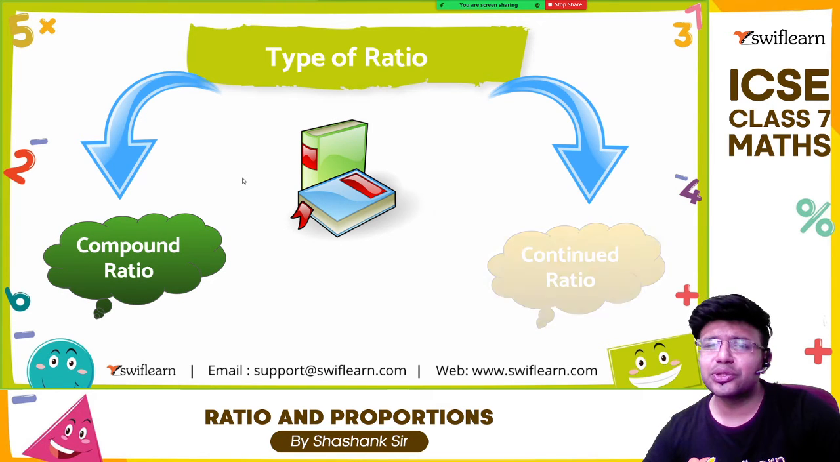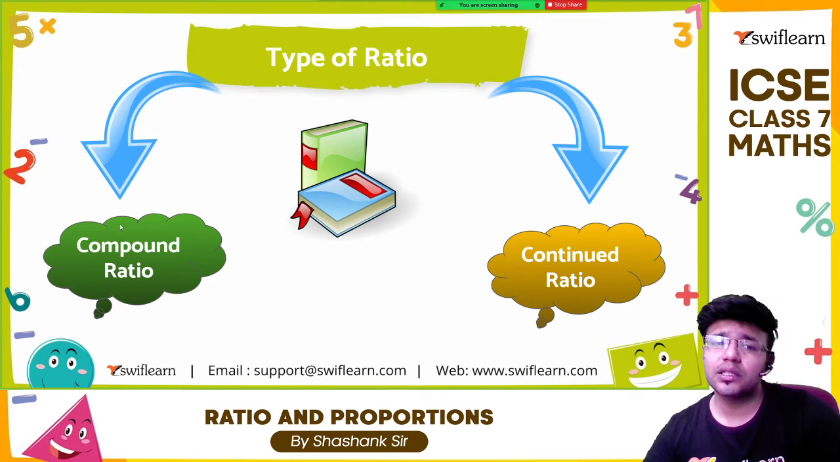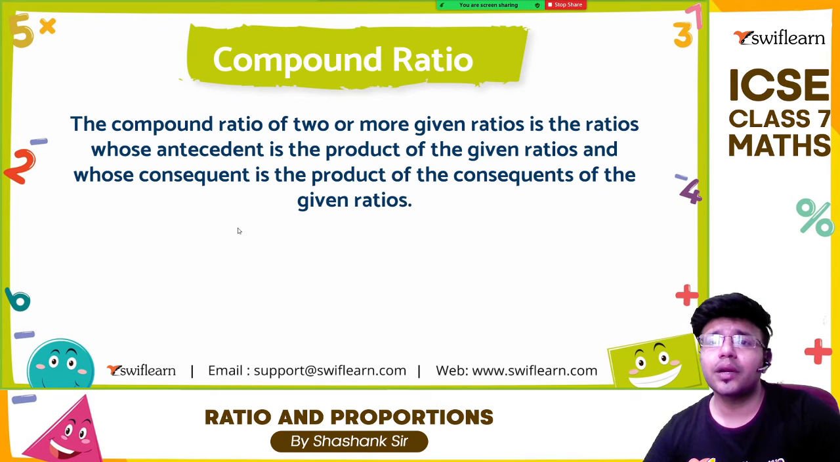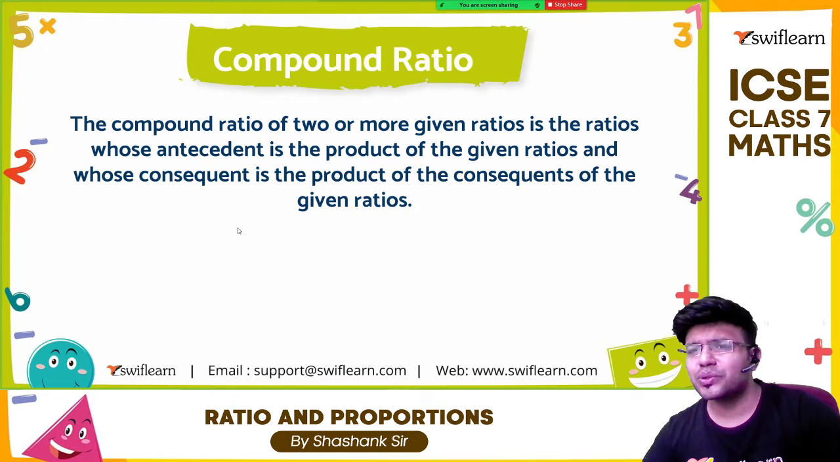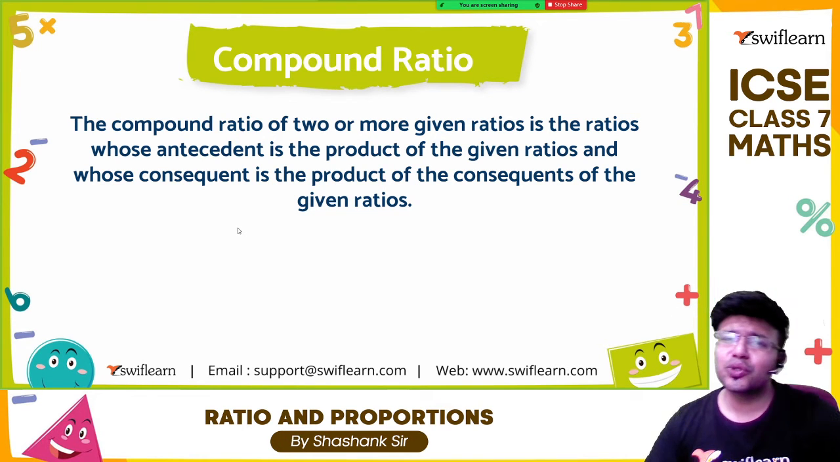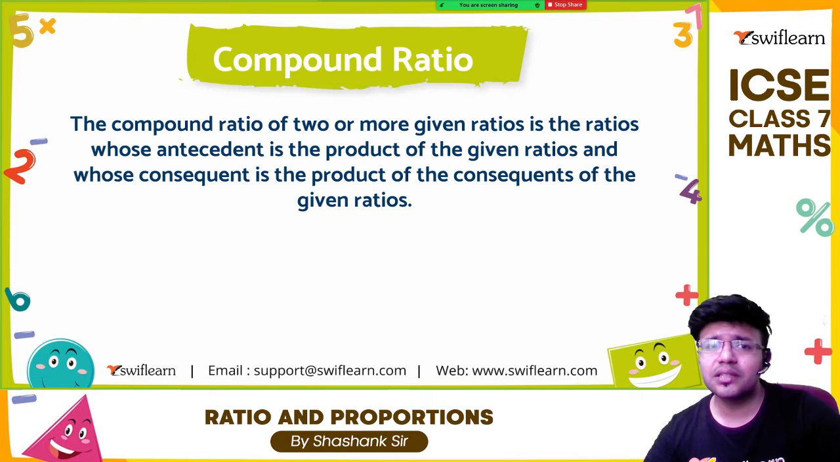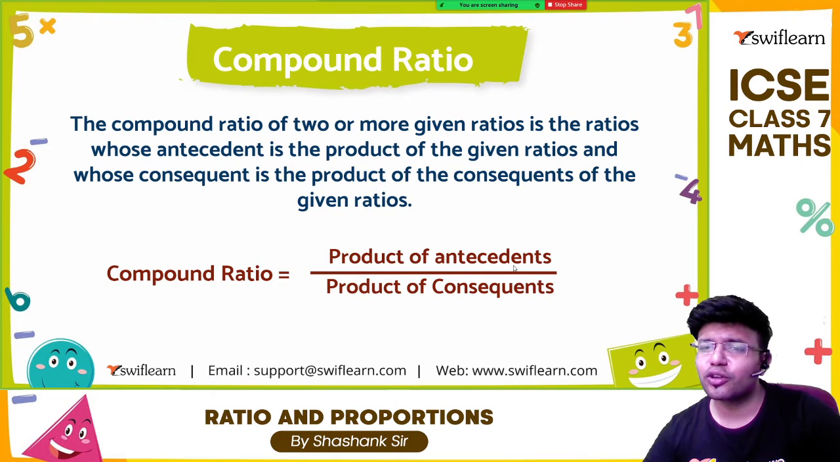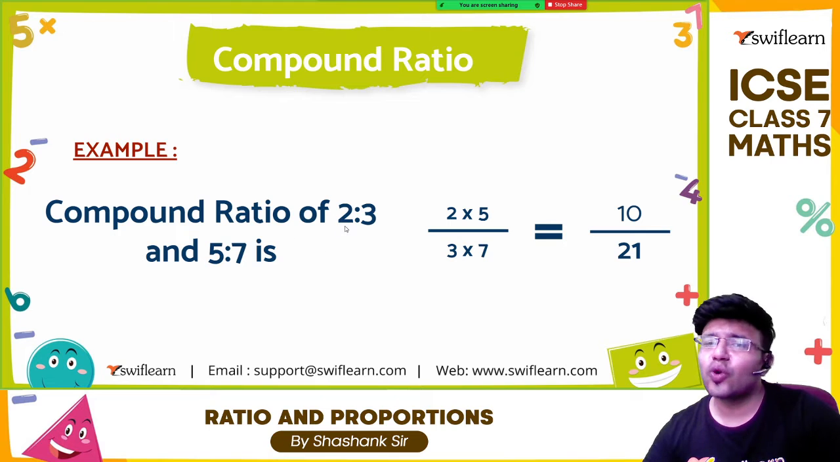Now, types of ratio. There are two types of ratios: one is compound ratio, one is continued ratio. What are these? The compound ratio of two or more given ratios is the ratio whose antecedent is the product of the antecedents of the given ratios and whose consequent is the product of the consequents of the given ratios. Compound ratio is the product of antecedents by the product of consequents. Compound ratio of 2 is to 3 and 5 is to 7: multiply the antecedents, which are 2 and 5, and multiply the consequents, which are 3 and 7.